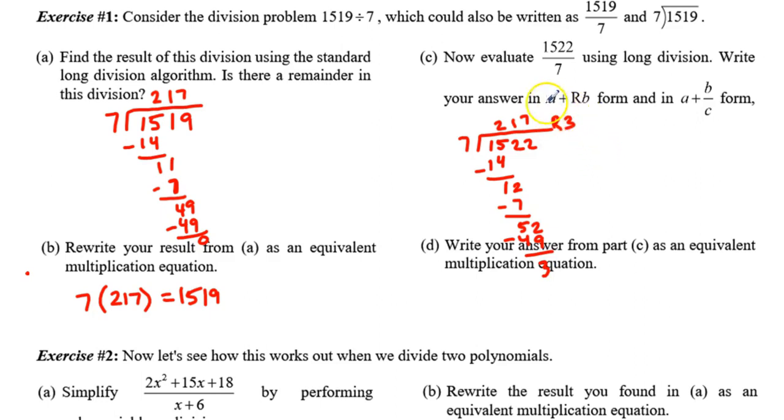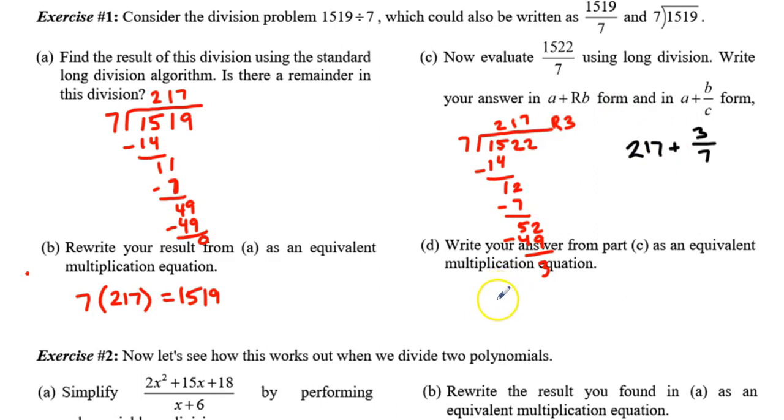So I kind of ran out of space there, but I kind of got into problem D a little bit. That's okay. It says write it as A plus remainder B, so I've done that on the top, 217 remainder 3, which makes sense, right? Because 1522 is 3 past 1519. To express it in this form, A plus a fractional extra piece, we'll write it this way. It's 217 plus 3 sevenths. It's an equivalent way to write it.